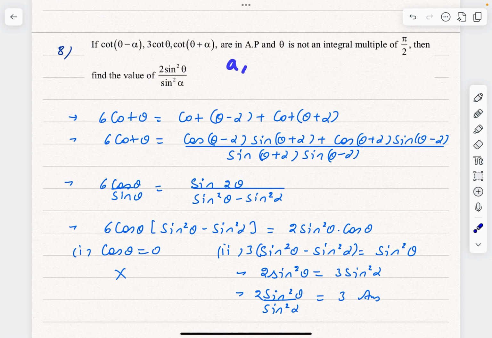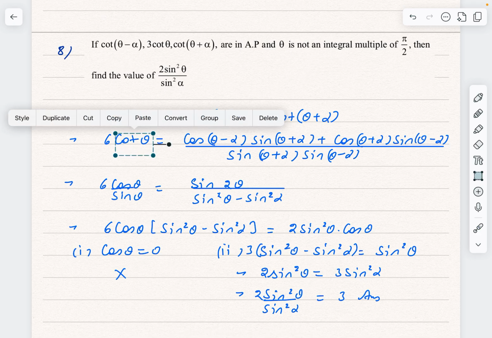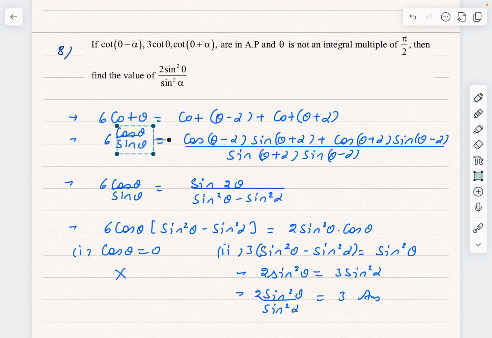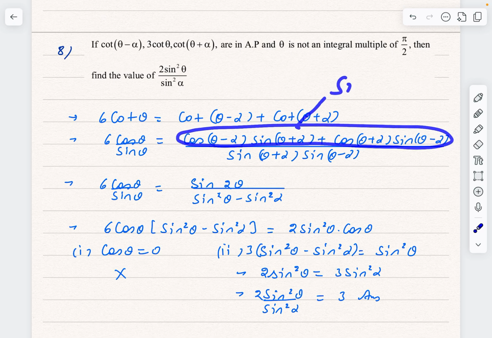If they are in AP, see, if A, B, C are in AP, we can write 2B equal to A plus C. So using the same here, you get 6 cot theta is cot(theta minus alpha) plus cot(theta plus alpha). Now convert everything into sine cos. So you get 6 cos theta by sin theta. Here convert everything into sine cos and take LCM. You get cos(theta minus alpha) sin(theta plus alpha) plus cos(theta plus alpha) sin(theta minus alpha) by sin(theta plus alpha) sin(theta minus alpha). Here you can use sin A cos B plus cos A sin B, it will be sin(A plus B), which will come out to be sin 2 theta.